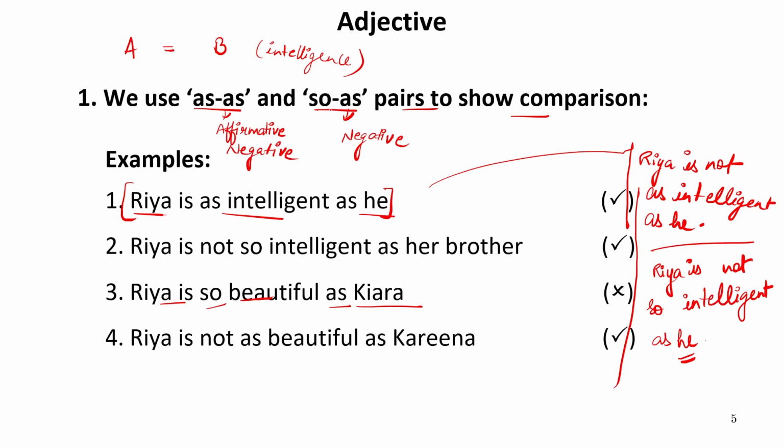Now, if I say Ria is so beautiful as Kiara, I'm using the pair so and as, whereas I told you before as well that so and as can be only used in negative sentence. It cannot be used in positive sentence. Therefore, the sentence is incorrect. And how to rectify it? Obviously, we should replace the so with as.